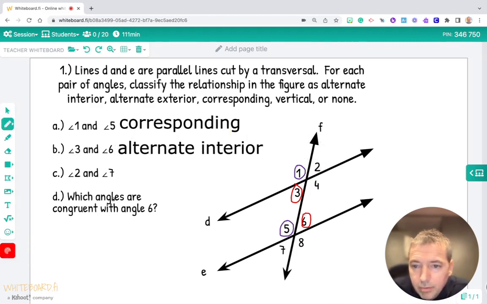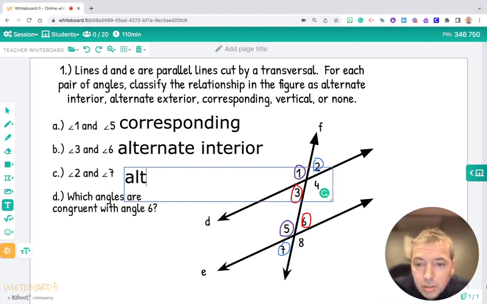And then we have angles 2 and 7. So let's see, 2 and 7. Alternate exterior. They're on the outside of the line on opposite sides of the line, right? So these would be alternate exterior.